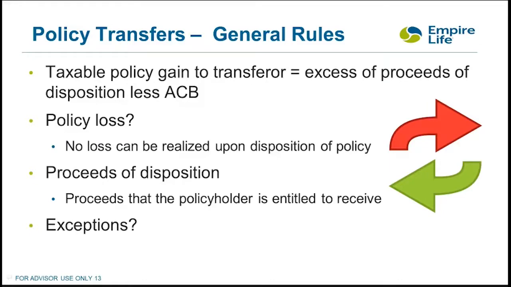While the policy gains are taxable, the taxpayer cannot realize a loss upon the disposition of the policy. We also saw that the general rule is that the proceeds of disposition of an interest in a life insurance policy is the amount that the policyholder is entitled to receive on the disposition of an interest in the policy. The question that remains: are there any exceptions? And actually, since we're looking at a tax issue, the question should probably be, what are the exceptions? So let's look into that.